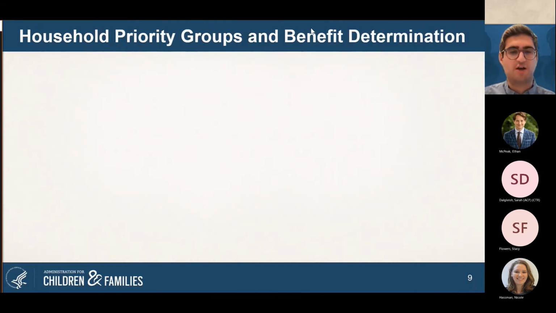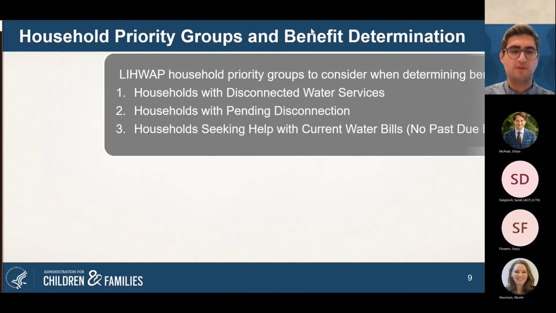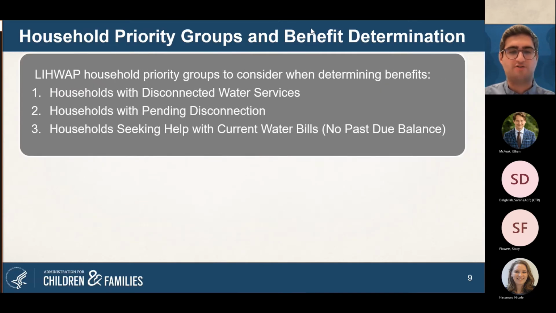Next, we'll discuss the household priority groups used for benefit determination. There are 3 LIHWAP household priority groups to consider when determining benefits. Priority Group 1, households with disconnected water services. Priority Group 2, households with pending disconnection. Priority Group 3, households seeking help with current water bills, no past due balance. We'll discuss these groups in detail on the upcoming slides.